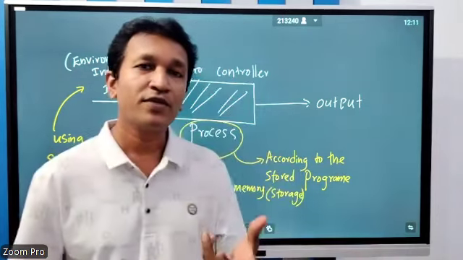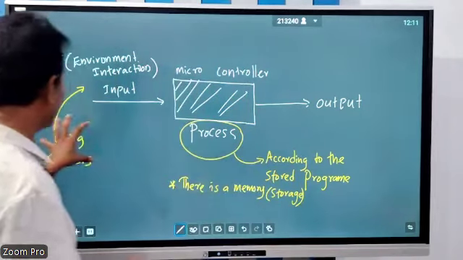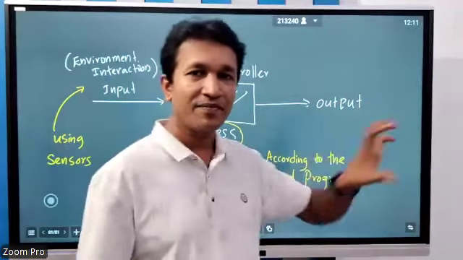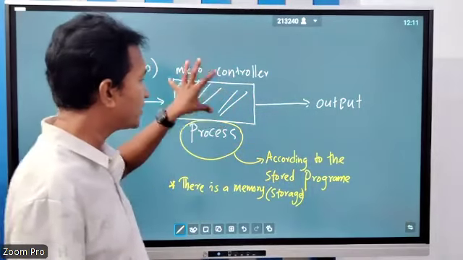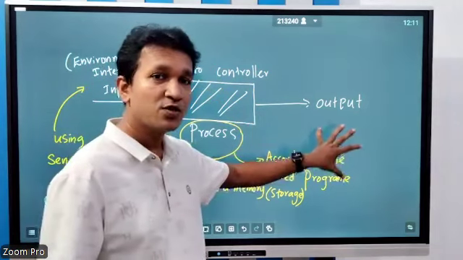So how does the microcontroller detect that one? Using sensors, right? Using sensors. Then it will process that data. How is that microcontroller going to process that data? According to the stored program.